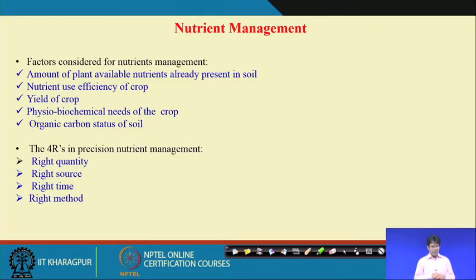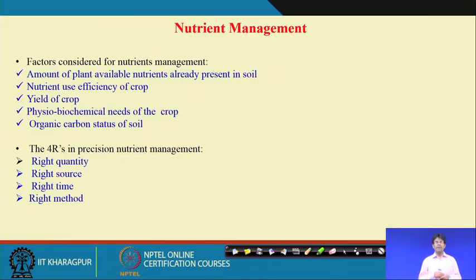So, basically there are the 4 R's in precision nutrient management. The first R is the right quantity, that means you have to know how much quantity of nutrient is required for the crop. The second R is the right source. Source means whether you can go for an organic source. In organic sources, you can go for compost, vermicompost, crop residues, or, as you discussed, enriched vermicompost. So, what type of source you are using.